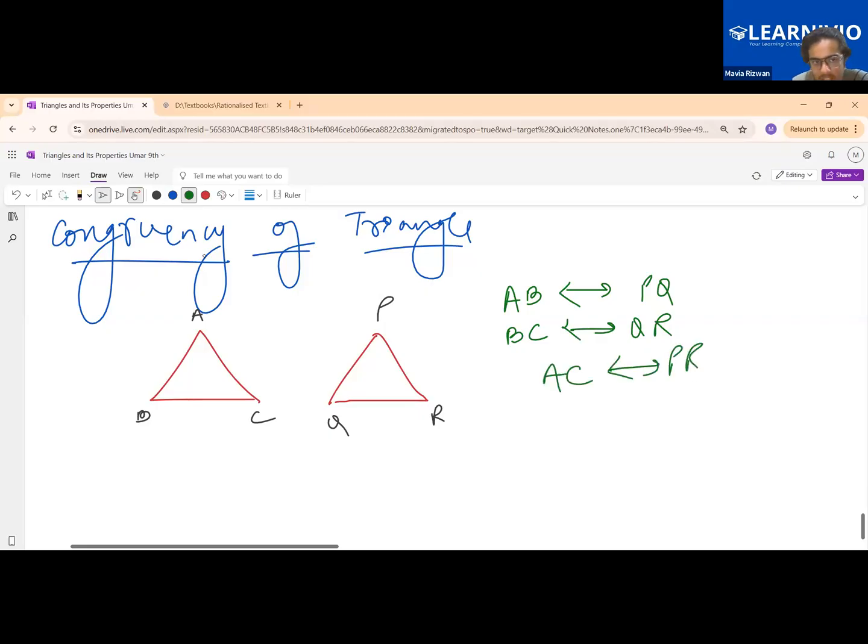Now, if I talk about the angles, there are three angles: this, this, and this. So I'll say angle A is equal to angle P, angle B is equal to angle Q, and angle C is equal to angle R. Is this clear first of all? Yes, sir. Okay.